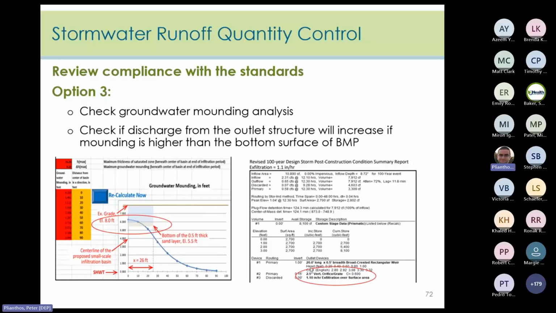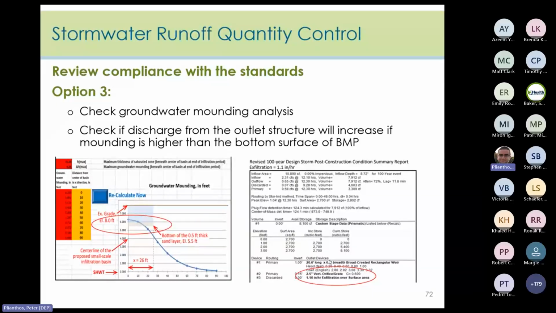It's important to remember that if any of the BMPs will infiltrate runoff into the subsoil, a groundwater mounting analysis is required to determine the impacts of groundwater on the BMP and on adjacent structures. Therefore, if the design engineer is proposing an infiltration BMP but has not provided a groundwater mounting analysis, the reviewer shall ask the design engineer to provide it.